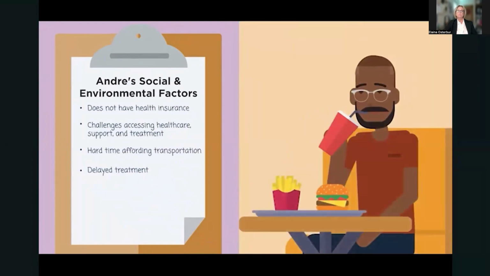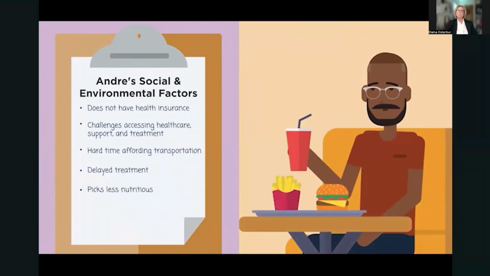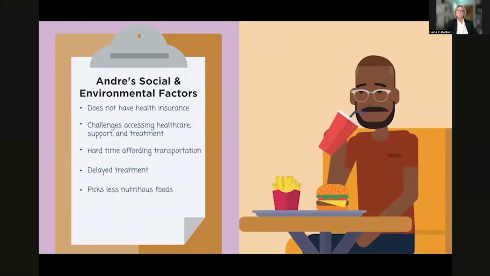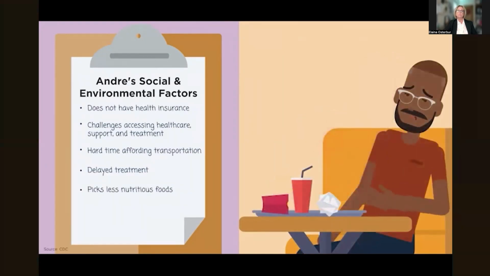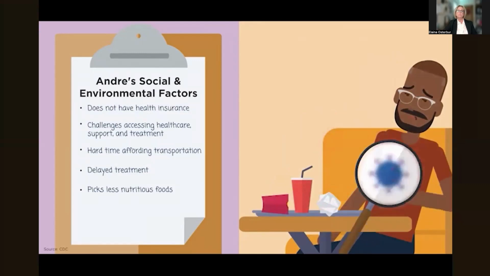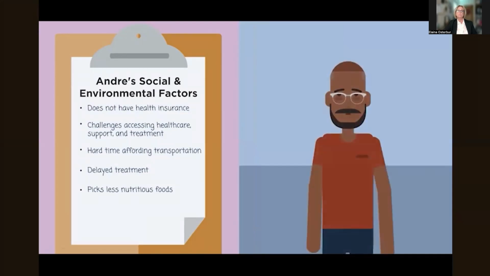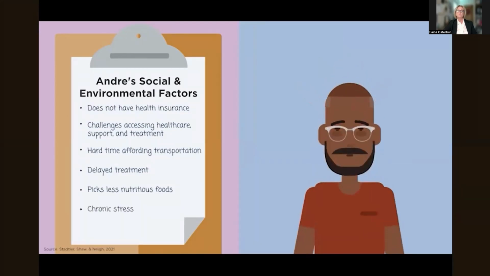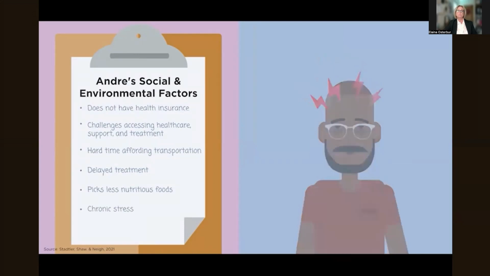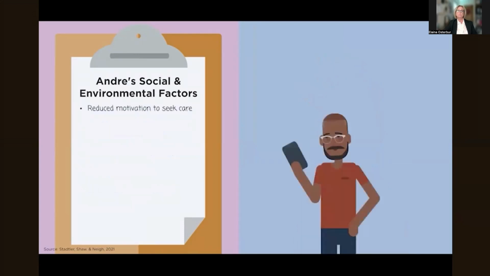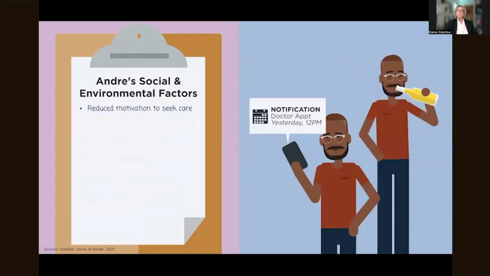Nutritious foods can be more expensive than empty calories, so he picks less nutritious options. Less nutritious foods can weaken his immune system and make it more difficult for his body to fight HIV. Living in poverty and not having health insurance lead to chronic stress, which further reduces his motivation to seek HIV care, adhere to treatment, and engage in healthy behaviors.